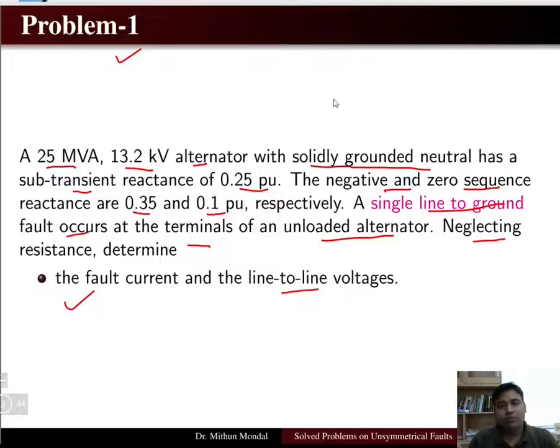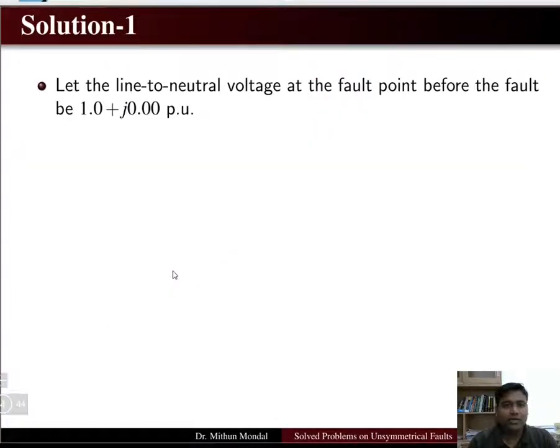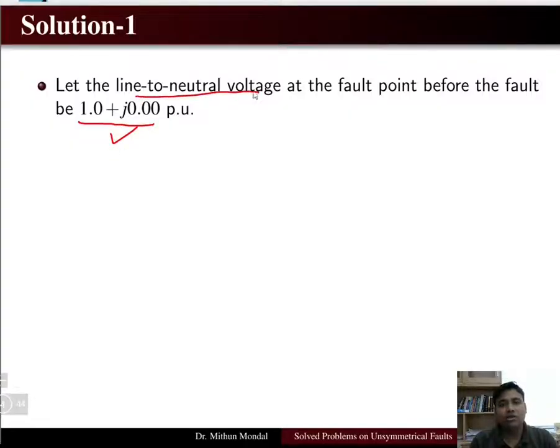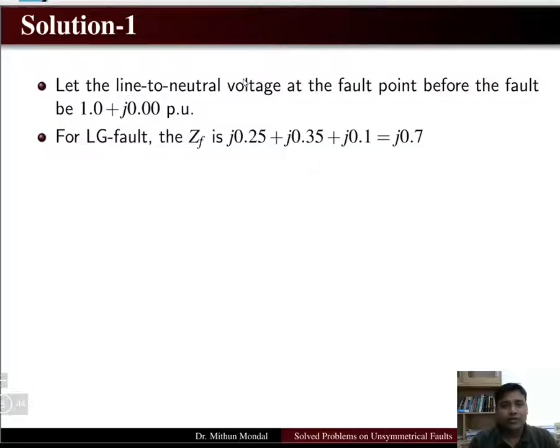So in problem number 1, we are going to discuss a line to ground fault. When you have a single line to ground fault, how do we solve the problem? So for this particular problem, let us see. First we'll consider the pre-fault voltage, similar to what we have considered earlier. It is 1 per unit, and that is equal to the line to neutral voltage at the fault point. Now for an LG fault, there will be a fault impedance ZF.